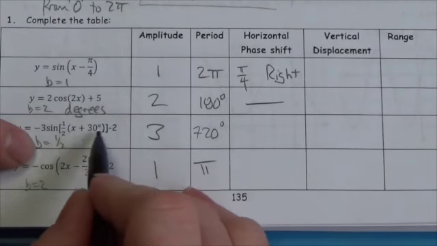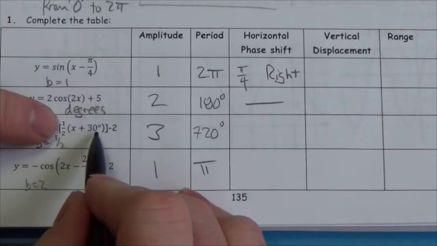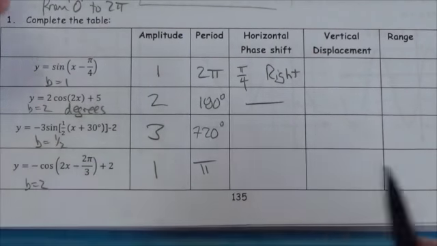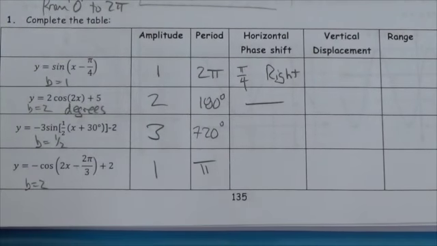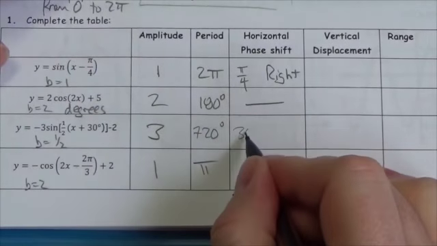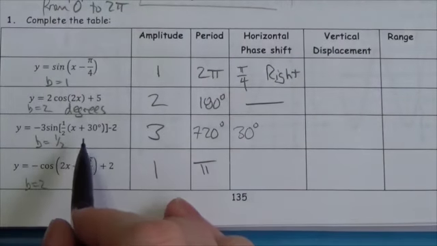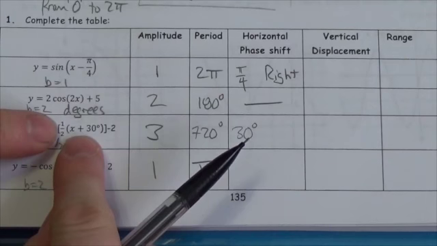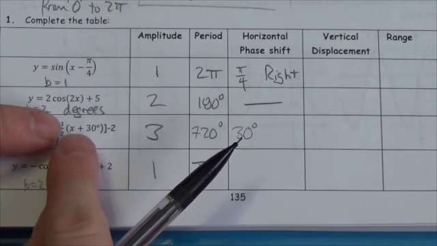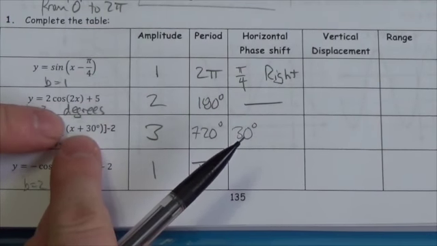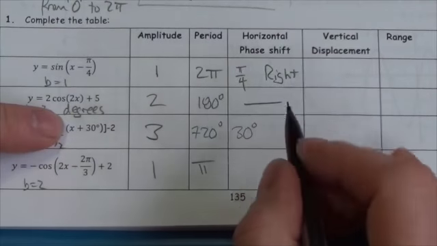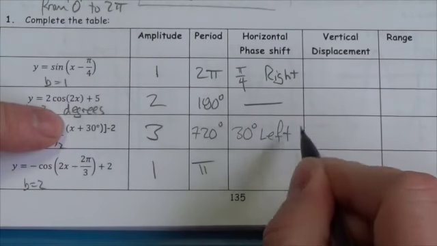Inside here, look at what I'm doing with the x. I am adding 30 degrees to it. That's even before I multiply by 1/2. So that means this is going to be 30 degrees. Now I've got to figure out whether it's left or right here. And I ask, well, what would I do to get x by itself? Well, the last thing I would do here would be to subtract 30 degrees. Subtract 30, that's 30 degrees to the left.